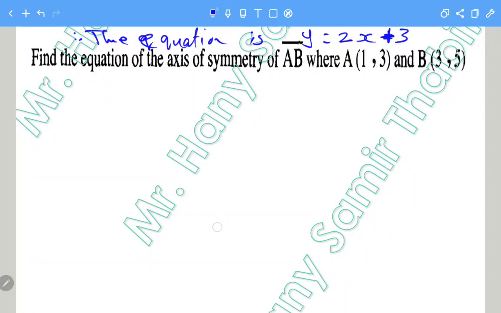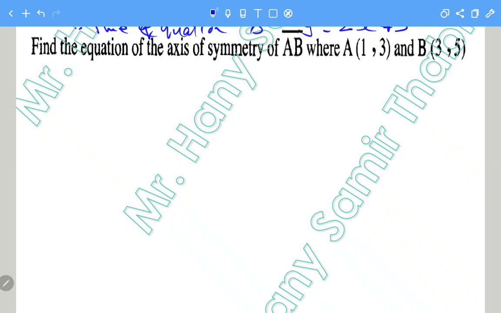Find the equation of the axis of symmetry. This is a very important one, of AB. If I have line segment AB, this is my A and this is my B. What is the equation of the axis of symmetry? Axis of symmetry means perpendicular and bisect. So let my axis of symmetry be xy. It's passing through the midpoint of AB, because it's perpendicular and bisect.